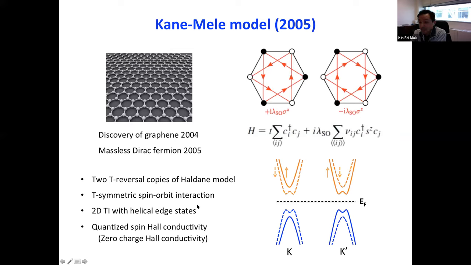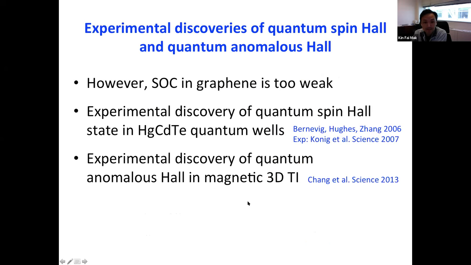The Chern number adds up to zero because the model preserves time reversal symmetry, so we get a zero quantized charge Hall effect. But if you define the spin Hall conductivity, you get a quantized spin Hall conductivity in the system, because the Chern number around each valley is still carrying a spin-resolved Chern number of 1/2. So this is the first model for the quantum spin Hall effect in two dimensions.